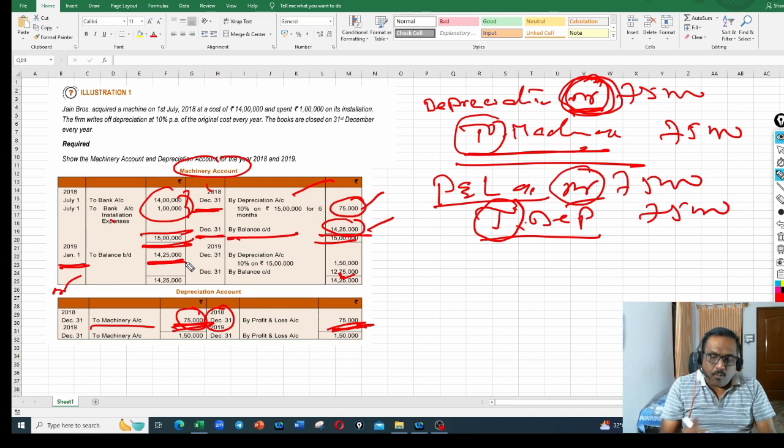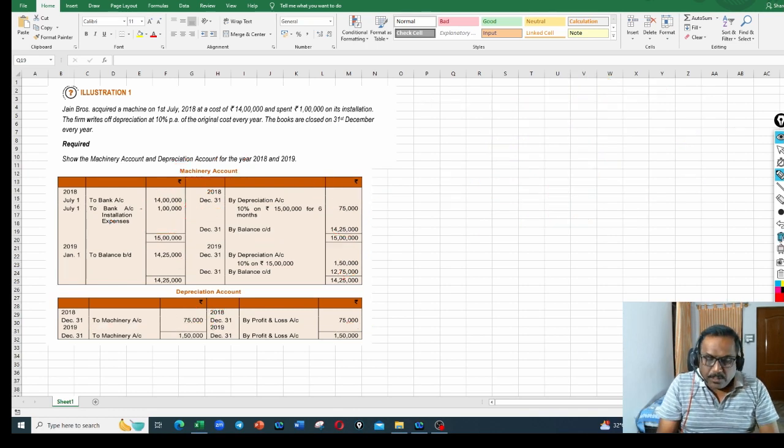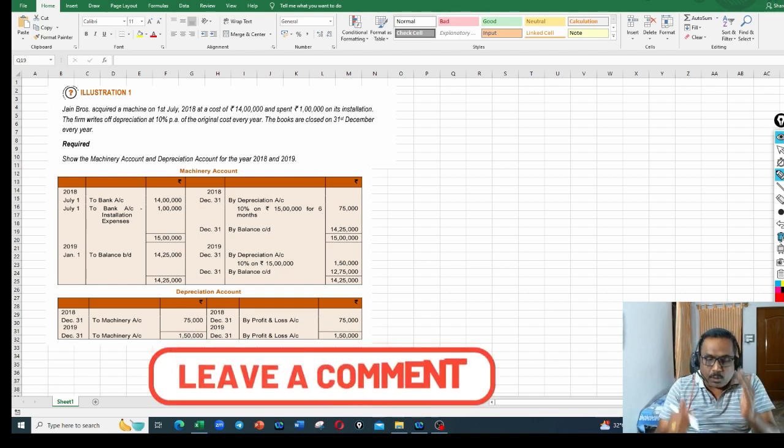Clear? Now next year, what are we supposed to do? We are supposed to calculate the depreciation in 2019. For how many months do we calculate depreciation? In 2018, we calculated for 6 months. Why 6 months? Because the asset was used for only 6 months in 2018. Hence, we calculated depreciation for 6 months. But in 2019, we used this asset for the whole year. So since this asset is used for the whole year, the depreciation has to be calculated on the original cost.